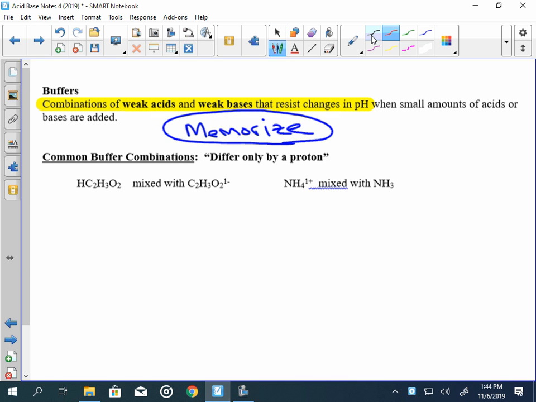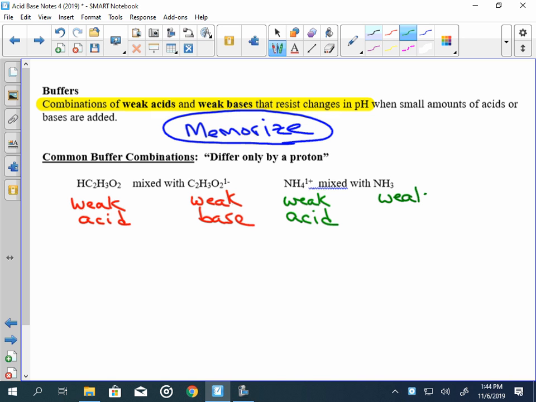Okay? Now, to me, if you look at the buffer combinations that are listed, here is my weak acid. There's a Ka value for that. Here is the corresponding weak base, or as we might say from notes number 1, the conjugate base of the weak acid. Okay? Over here in the other example, here is a weak acid, ammonium, and its corresponding weak base, ammonia. We've done lots of problems with these two buffer type of systems.